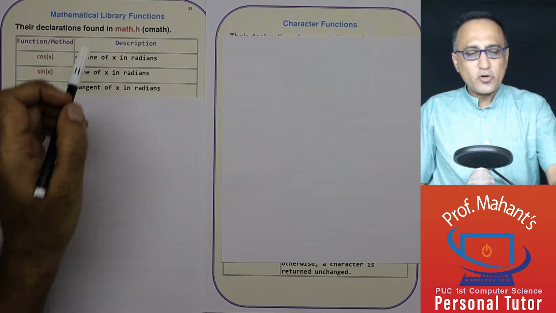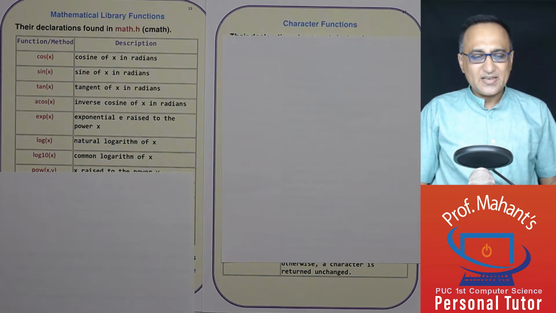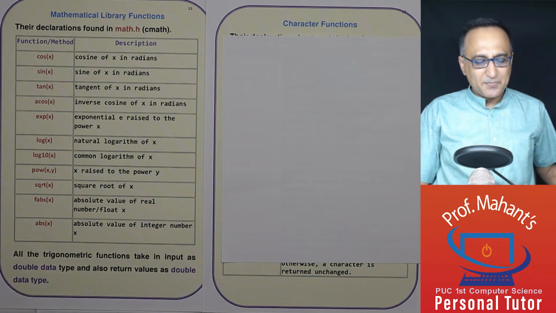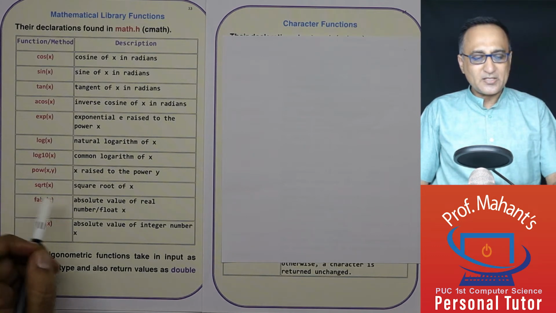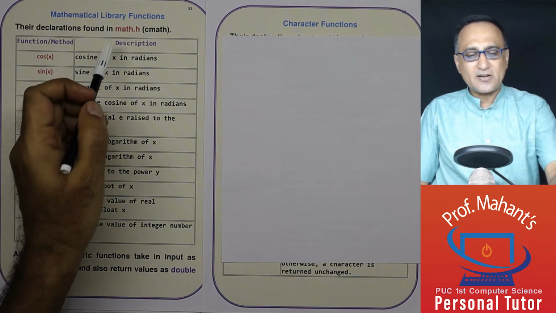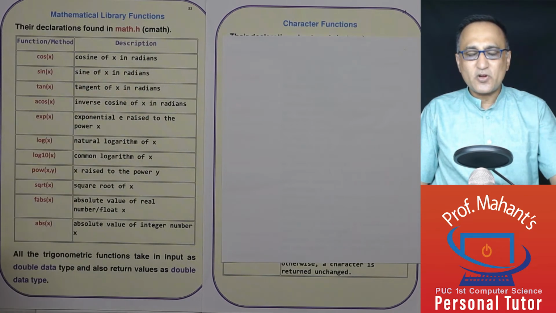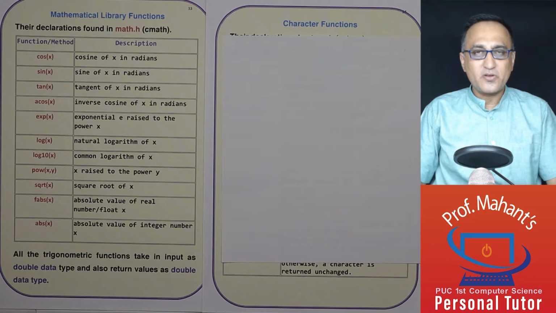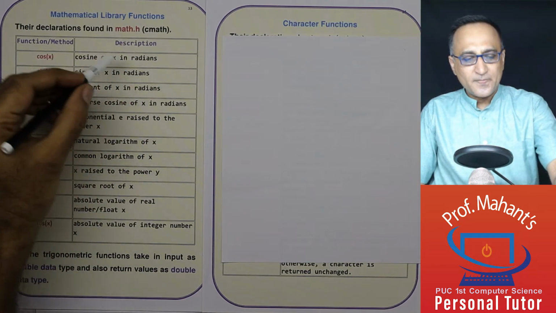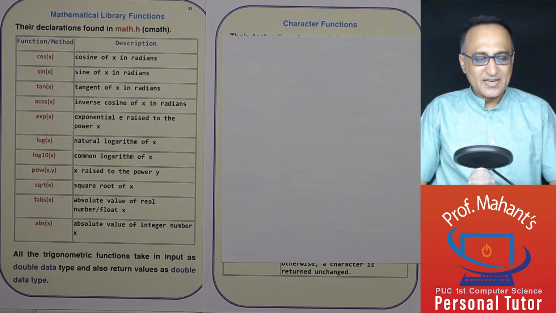So, if you want to use the math library functions, like for example, cos of x, sine of x, tan of x, log of x, square root of x, absolute value of x, power of x comma y, that means x raised to the power of y. All these function declarations are found in math.h. If you are using standard C++, it is cmath. Since we are not using a standard version of C++, we are using Turbo C++, which is a non-standard C++, we are going to include math.h. Math.h contains the declaration of all these particular functions, sin x, cos x and all.